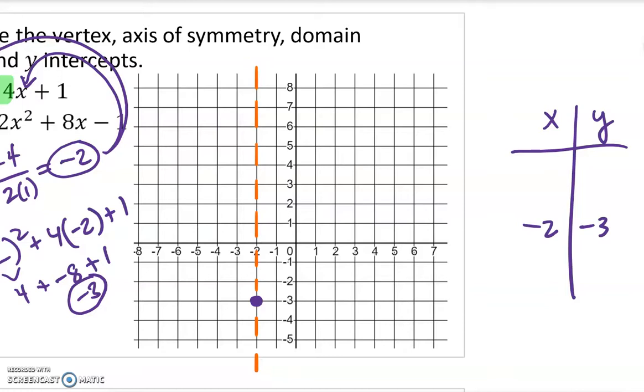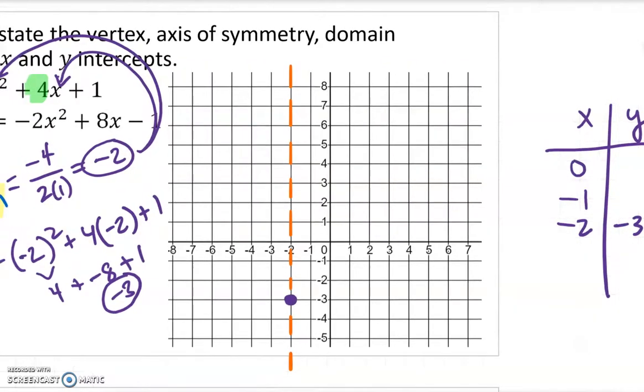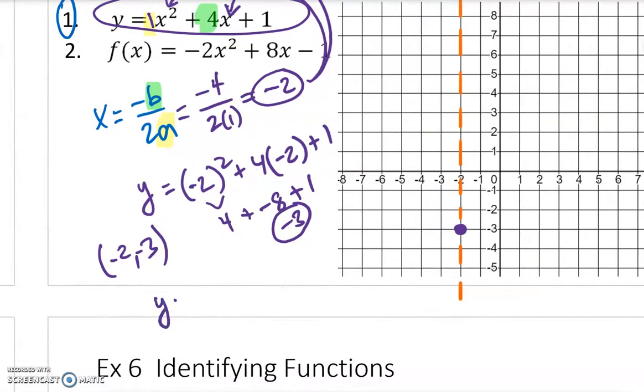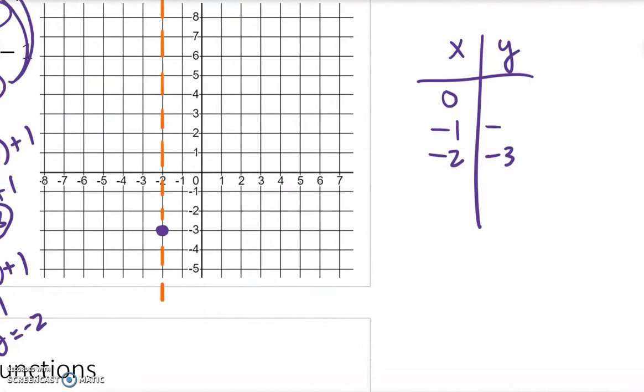Now we're going to pick some points that are really close to the vertex. We know the vertex is at negative 2 on the x-axis, so I'm going to choose negative 1. It's really close. And 0. Let's plug negative 1 into the equation and see what we get. We're using that same equation. Remember, we're doing number 1. We are not doing number 2 yet. So for negative 1, y equals negative 1 squared plus 4 times negative 1 plus 1. That gives me 1, minus 4, plus 1, which is negative 2. So when we plugged in negative 1, we got negative 2.